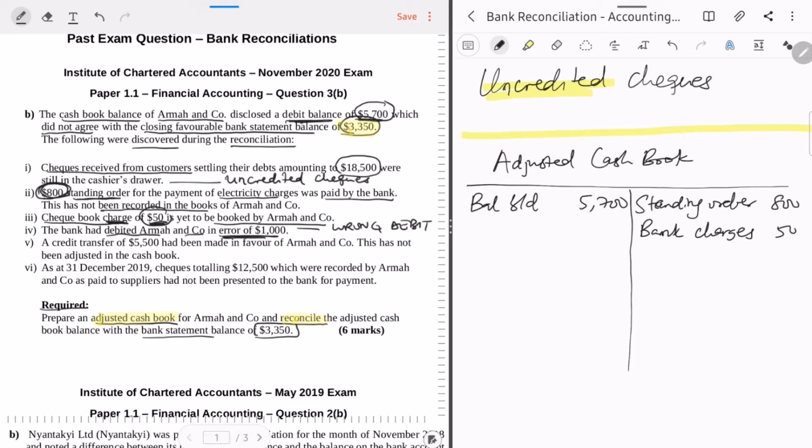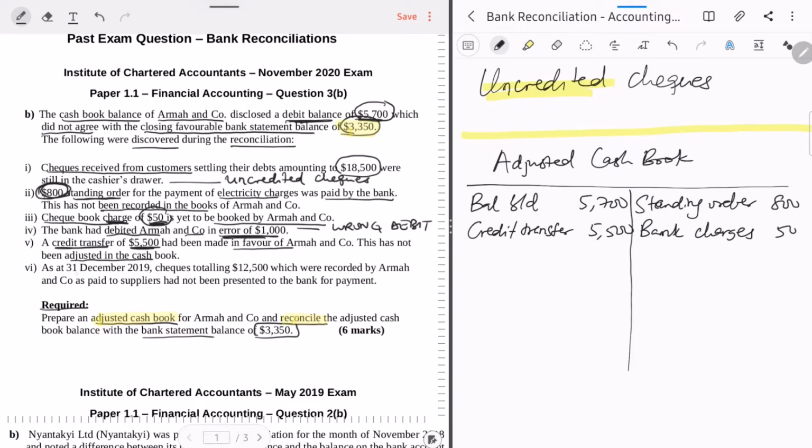Next is that a credit transfer of 5,500 has been made in favor of AMA & Co. This has not been adjusted in the cash book. So someone sent money to your account of 5,500. They credited your account, so you have money in your bank. When the bank credits, what do you do? You debit. So you come to the debit side here and you write credit transfer. Very easy. How much is it? 5,500, right?